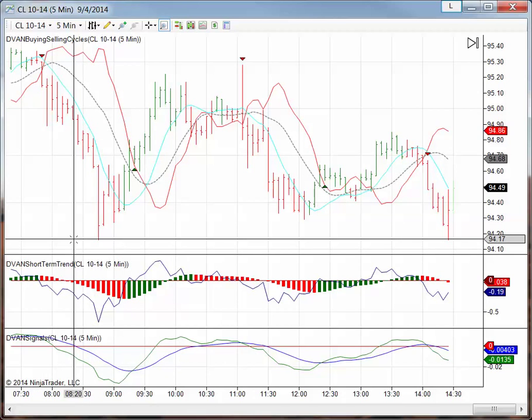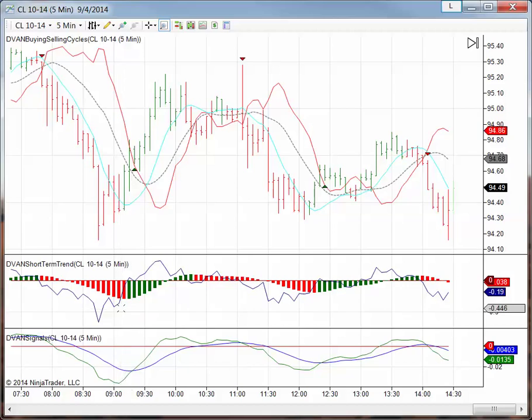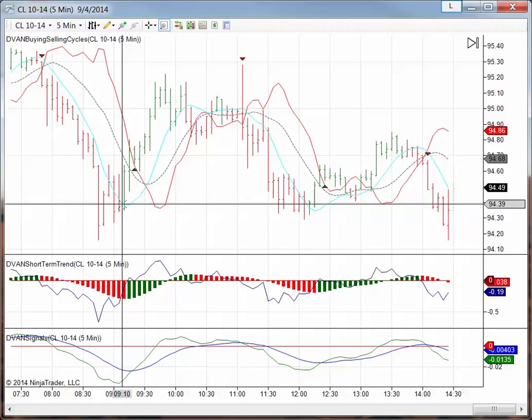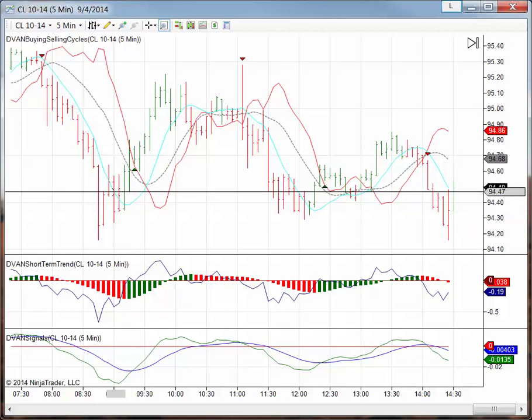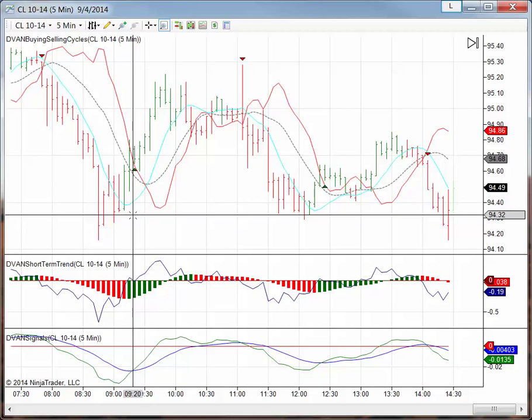Good places to watch for exits: once you've had a move like this and are in profit like this, it's when the leading line comes back into the histogram and when the price bars start turning back in a color against you. So in this case, when the price bars go from red to green.